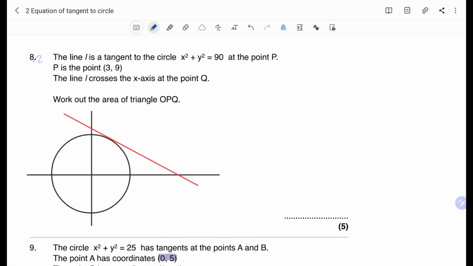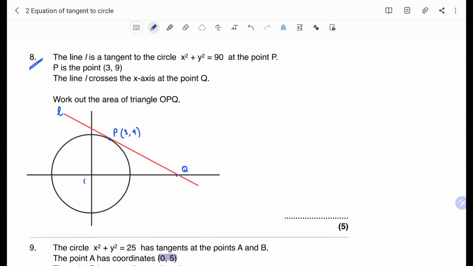Question 8 is a good bit harder. That's not to say that it hasn't been hard so far, but question 8, let's read it. The line L. So this is L, line L is tangent to the circle, x squared plus y squared equals 90 at the point P. So there's P, and the point P is 3, 9. The line L crosses the x-axis at point Q. There's Q. Work out the area of OPQ.